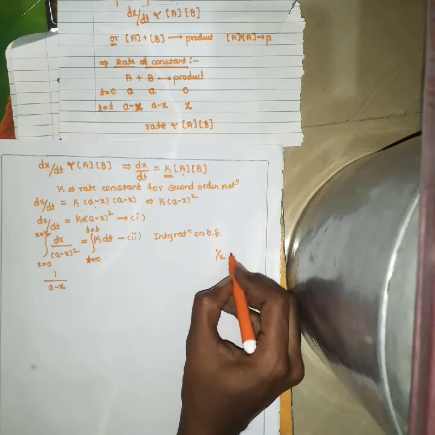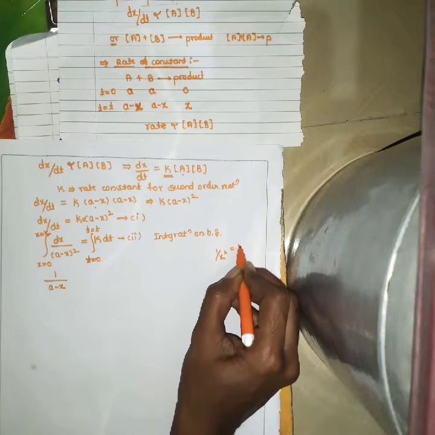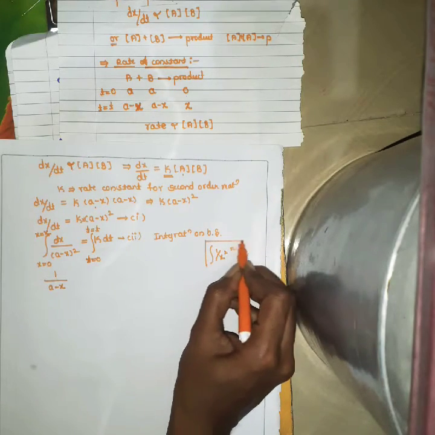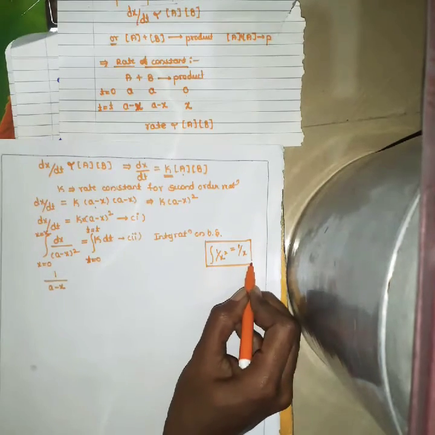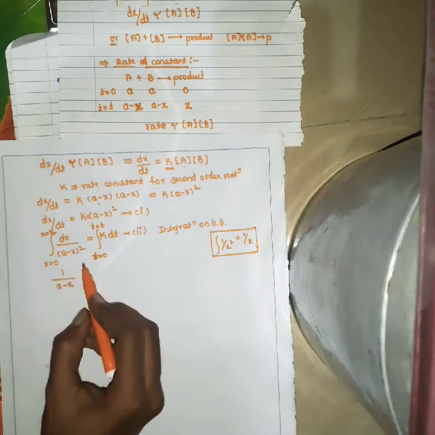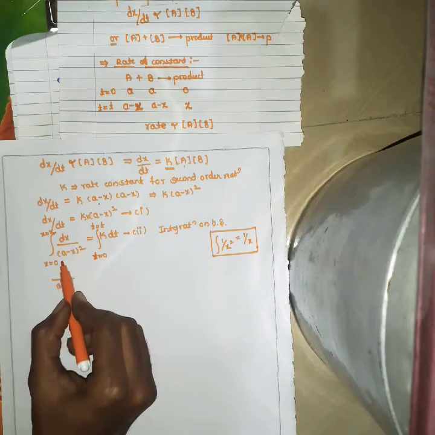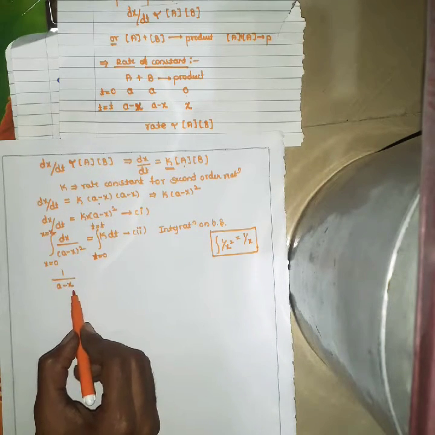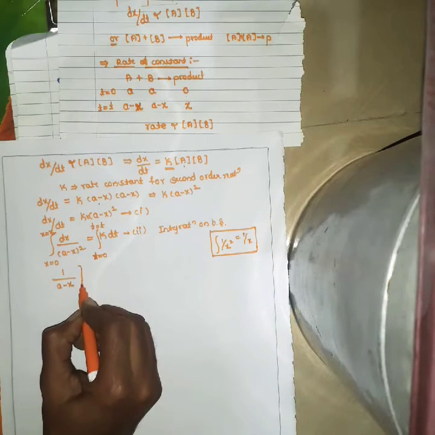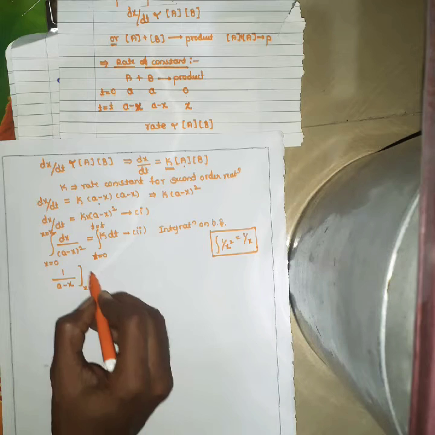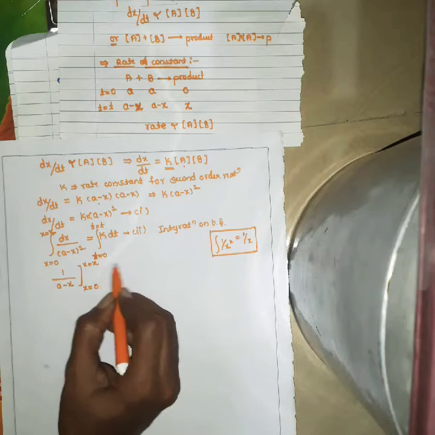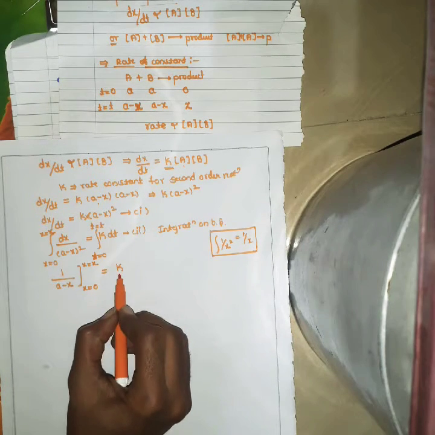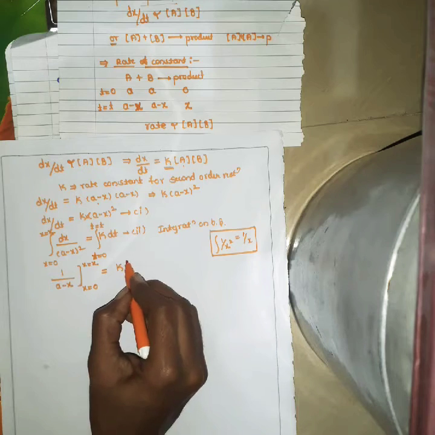The integration of 1 divided by x square is equal to 1 divided by x. This is the integration formula. Therefore, the integration of dx divided by (a minus x) whole square is equal to 1 divided by (a minus x), with limits from x equal to 0 to x equal to x, which is equal to k into the integration of dt, where k is a constant taken outside.